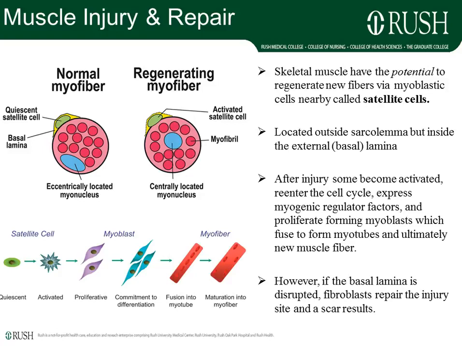However, if that basal lamina is disrupted when the area is injured, then the fibroblasts come in and repair the injury with scar tissue. So you don't get new muscle in that case. So it has to be a very specific situation in order to regenerate myofibers.